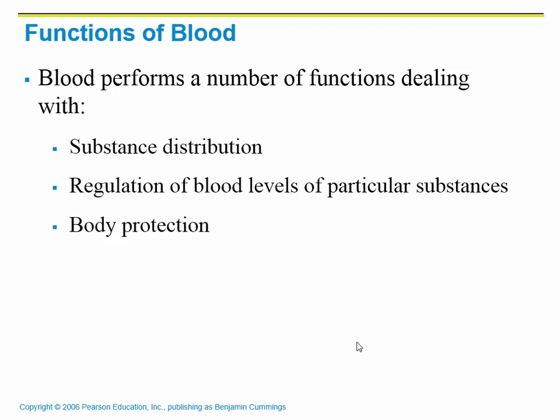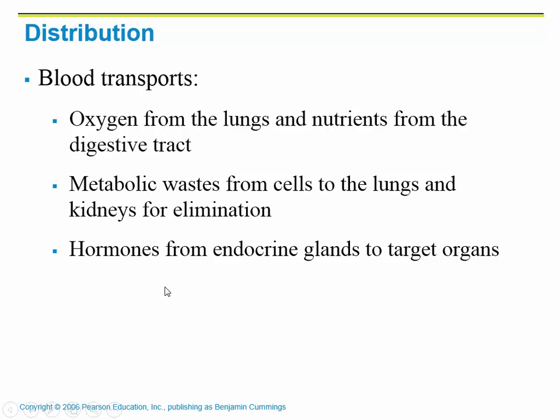Now, the functions of blood. It obviously is going to distribute things. It does regulate blood vessels of particular substances. We've talked about blood calcium levels in the past. And then it protects. And the protection portion is going to come from the white blood cells. So when we say that it's going to distribute things, it transports oxygen. It also transports some waste, like I said before, that's going to mainly go to the kidneys for elimination through urine. And it does distribute hormones to certain organs that need that.